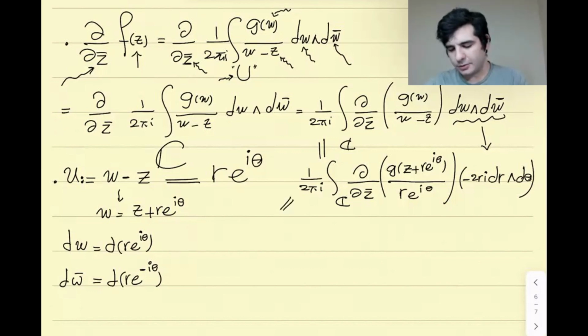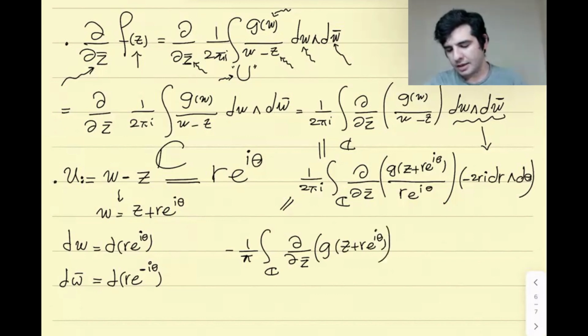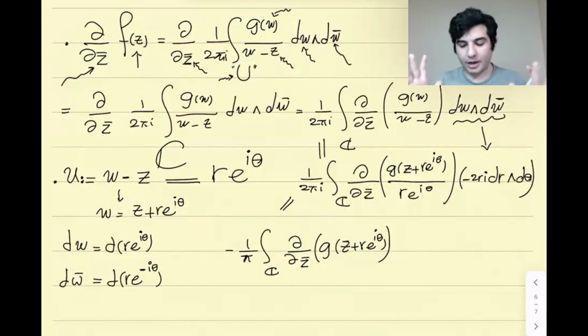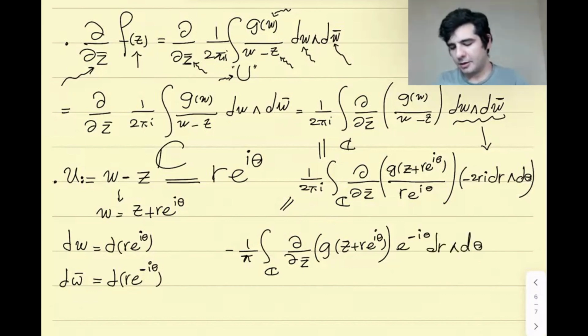And then this is equal to, well, I and I would cancel, 2 and 2 would cancel. We get minus 1 over pi integral over C, and derivative with respect to z bar of g of z plus r e to the I theta. E to the minus I theta can come out of the derivative because we're taking derivative with respect to z bar. So we would have e to the minus I theta dr d theta. Hopefully there's no sign mistake or anything.